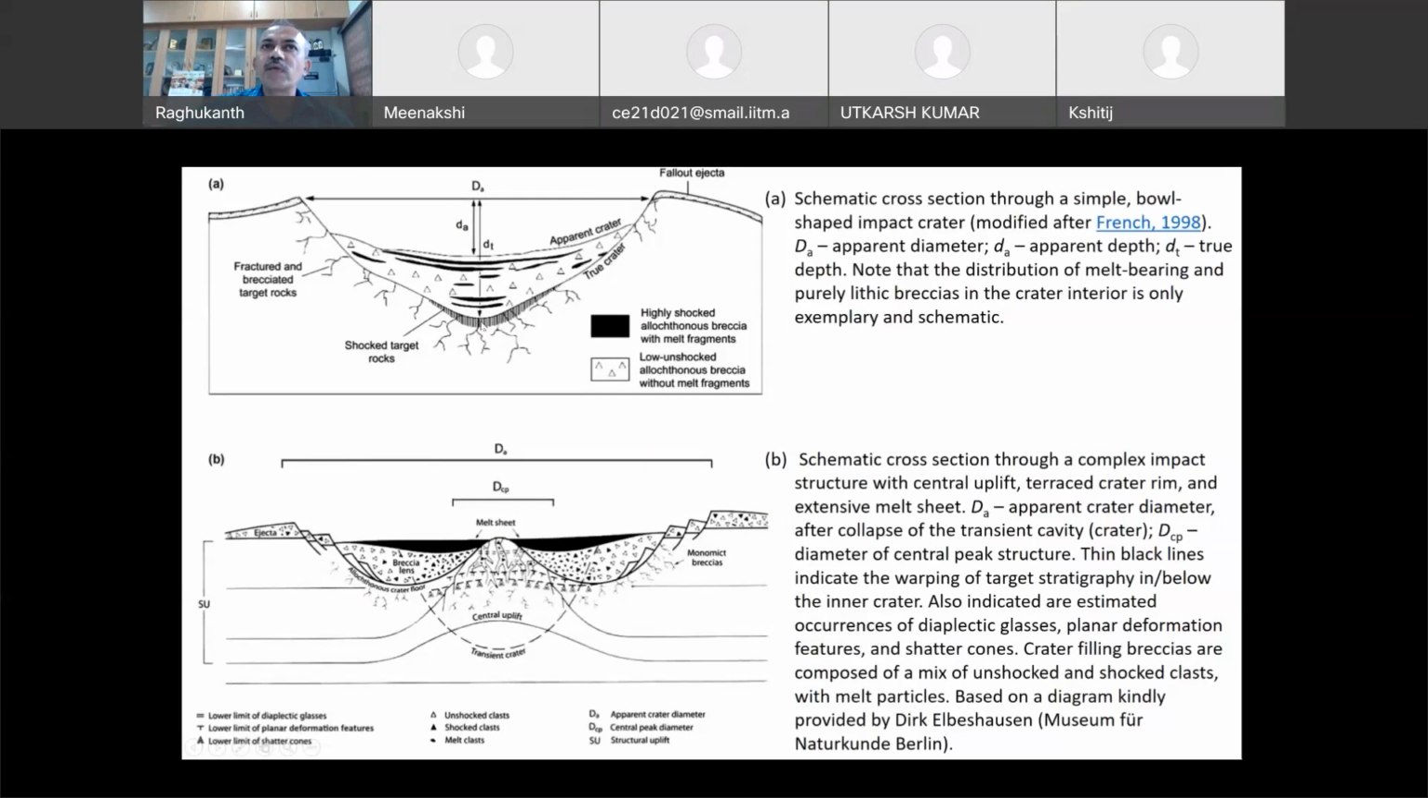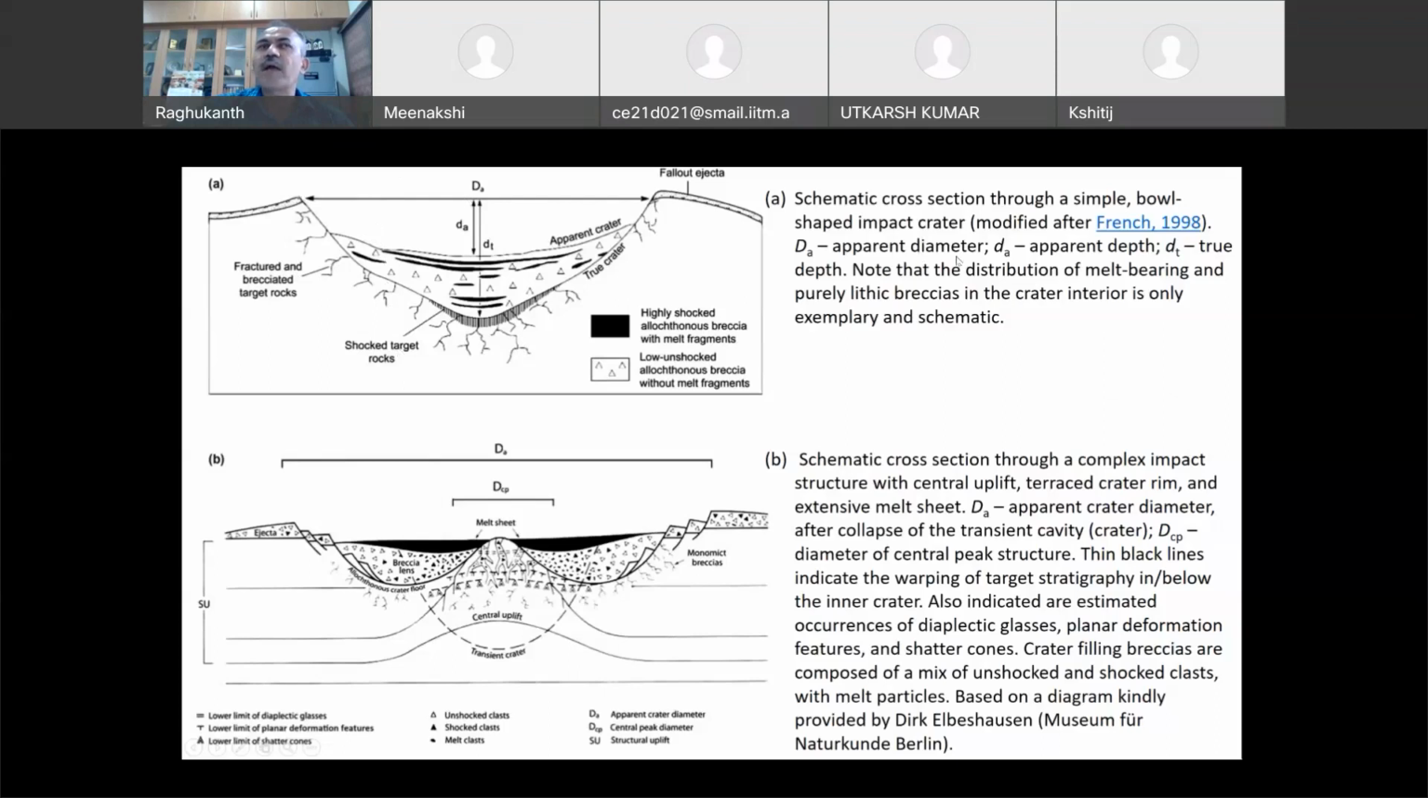So now if you see craters, it looks like this. In this region you will see the highly shocked breccia with melt fragments, because here the pressures are too high, and the temperatures are also too high during the impact. And this is the region where breccia without melt fragments will be there, and these are the shocked target rocks. And these are all the fractured and brecciated target rocks. You can see these types of features also. If you drill in a crater, you will find all these features. So we use this type of terminology.